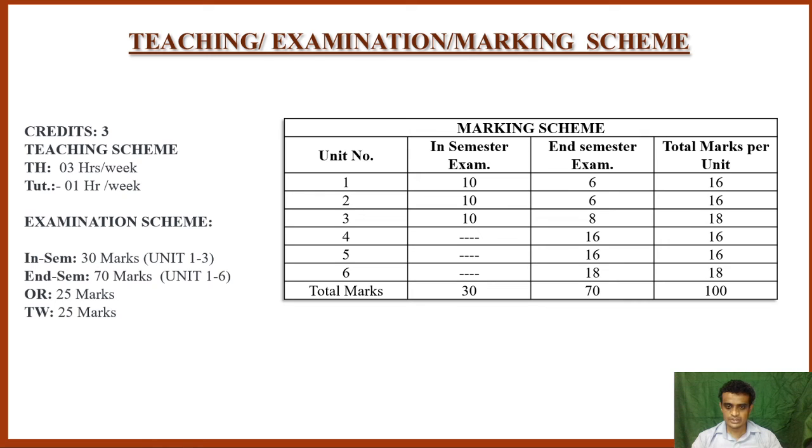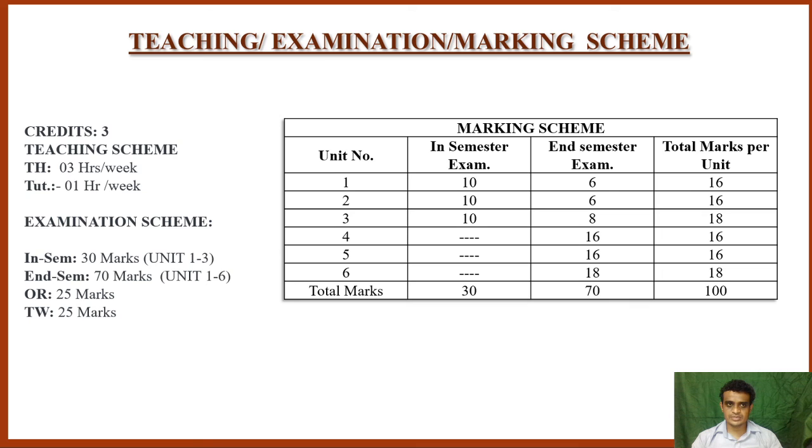In the marking scheme, for the in-sem exam, unit 1 is 10 marks, unit 2 is 10 marks, and unit 3 is 10 marks. For the end-sem exam, unit 1 will be asked for 6 marks, unit 2 for 6 marks, unit 3 for 8 marks, and the remaining units 4, 5, and 6 will be asked for 16, 16, and 18 marks respectively, total 70 marks. Again, we have the oral exam for this subject, which will be of 25 marks, and term work, which is of 25 marks.